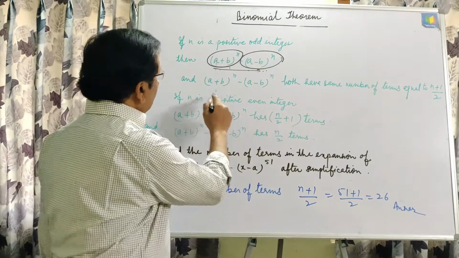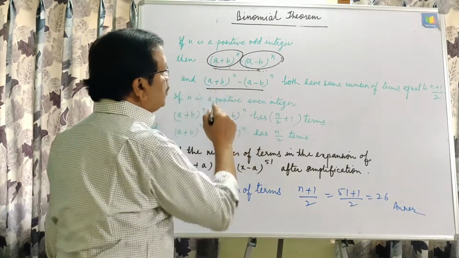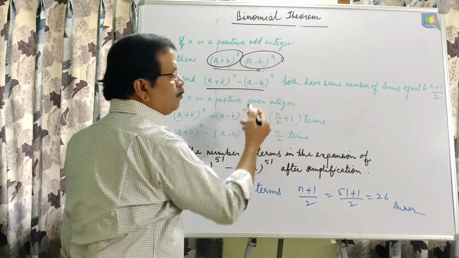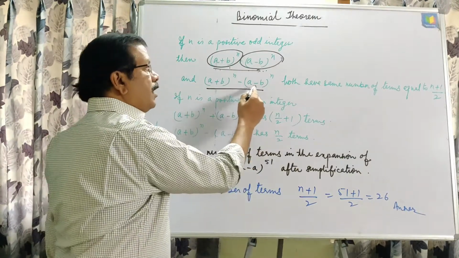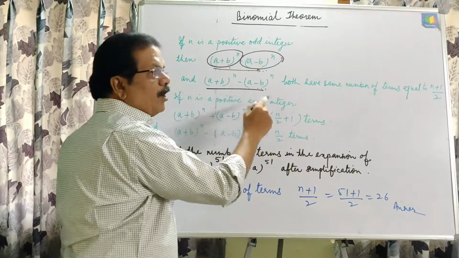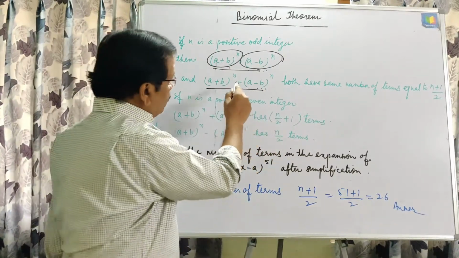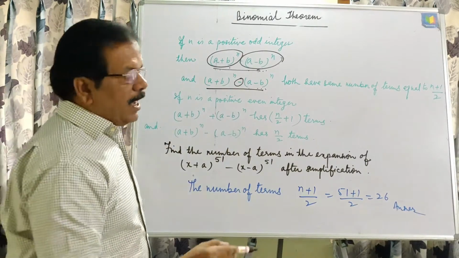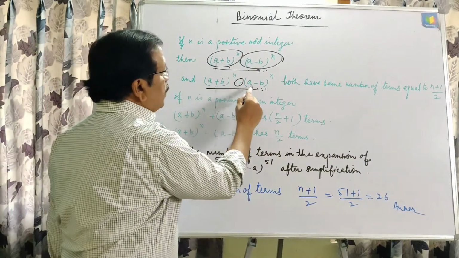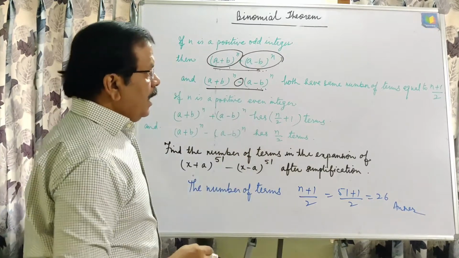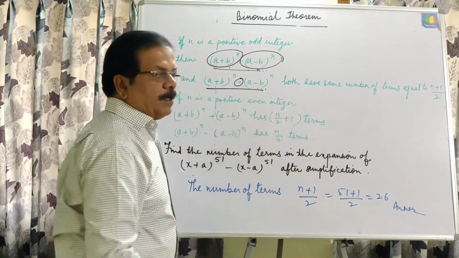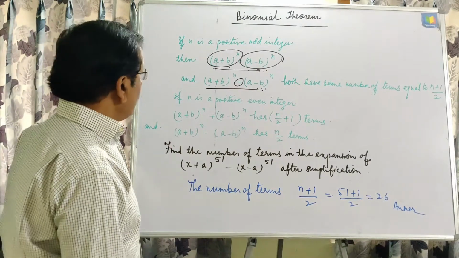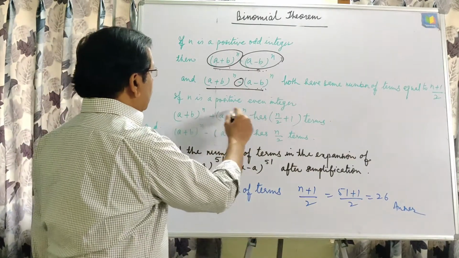In the same way, for the expansion of (a + b)^n − (a − b)^n, the odd number terms will not be cancelled, because once we use the minus sign before that, they will remain there, and ultimately we will get only even number terms, but the total number of terms will be half of the previous one, that is (n + 1)/2. And this way you can apply.